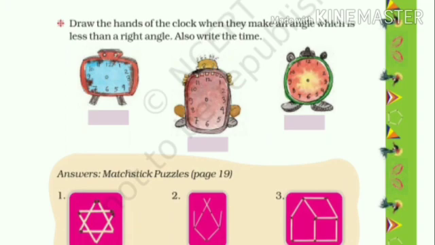Now the third question is: draw the hands of the clock when they make an angle. Means we have to draw the hands of the clock and see which angle they are making, and here it is given less than a right angle. Means we have to make angles which are less than a right angle, means an acute angle, and we also have to write the time. So let's see the first question.